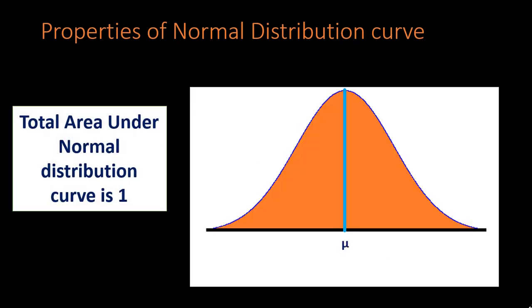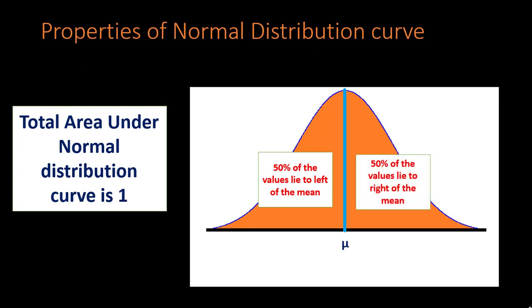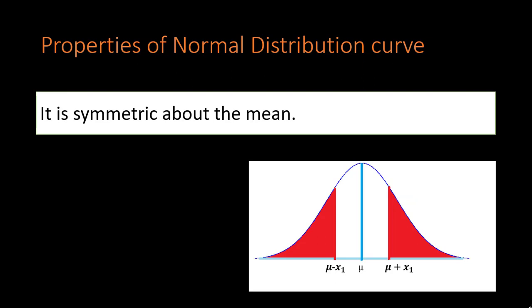Now, the total area under the normal distribution curve is 1. This is one of the properties of a continuous curve. Now, since it is symmetrical in nature, 50% of the values lie to the left of the mean and 50% of the values lie to the right of the mean. Another property is that the normal distribution curve is symmetric about the mean.